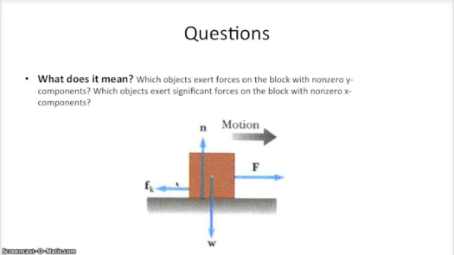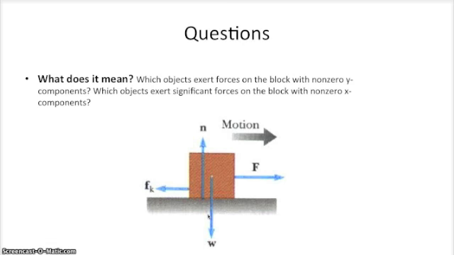The first what-does-it-mean question asks which objects exert forces on the block with non-zero y components. The surface and the Earth would exert forces in the y direction, and they cancel each other out. The net force in the y direction is zero because the ball is not moving in the y direction. It's only moving in the x direction and it's only accelerating in the x direction.